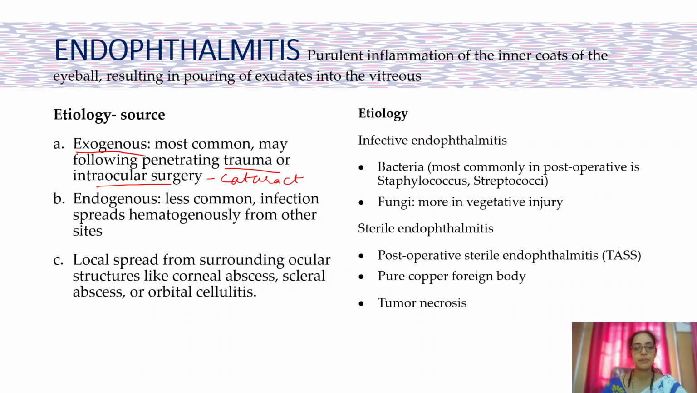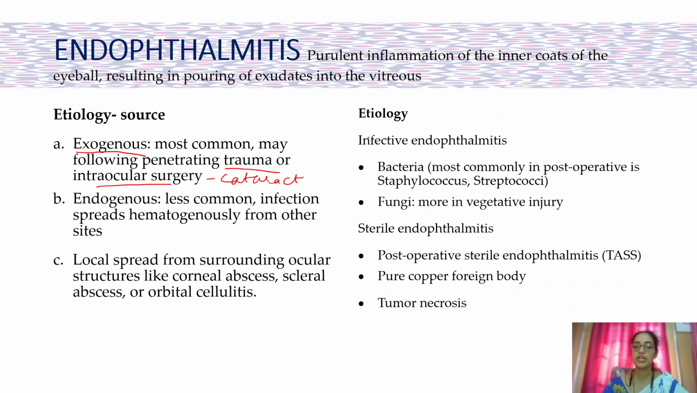Endogenous endophthalmitis is less common, contributing to around 5 to 10% of endophthalmitis, and the infection spreads from another site within the body through a hematogenous route. Local endophthalmitis is even more rare. It is due to inflammation or spread of infections from surrounding structures.